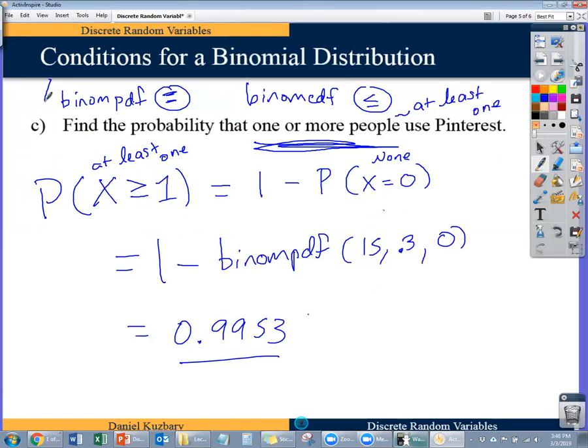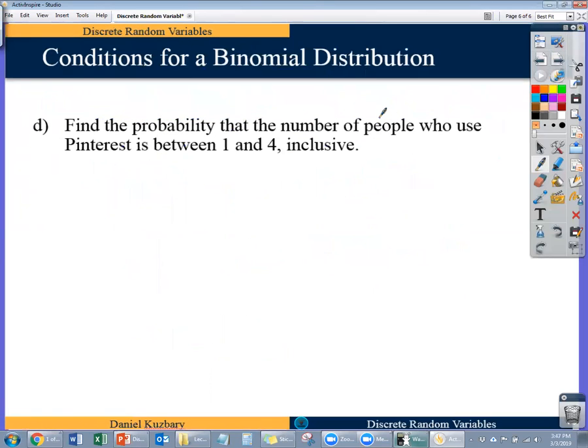So remember, I've got only 2 calculator functions I can use. I don't have a greater than function or a greater than or equal to function. I only have these 2. And I'm going to tell you that you can use both of these to do any problem. If you have both of these, you can do any sort of problem using binomial. So let's do one more, and I'm going to have to convince you that this is true. Find the probability that the number of people who use Pinterest is between 1 and 4 inclusive, meaning it can be 1 or 4 or anything in between.